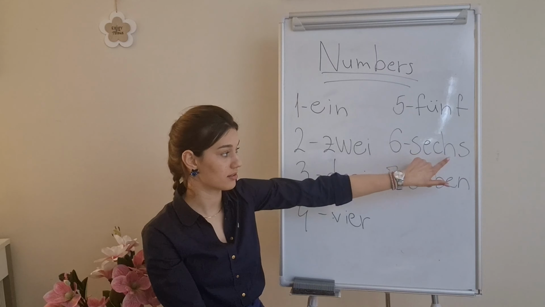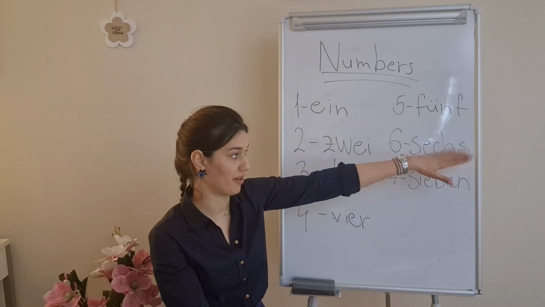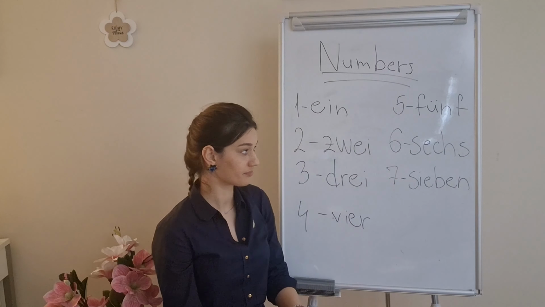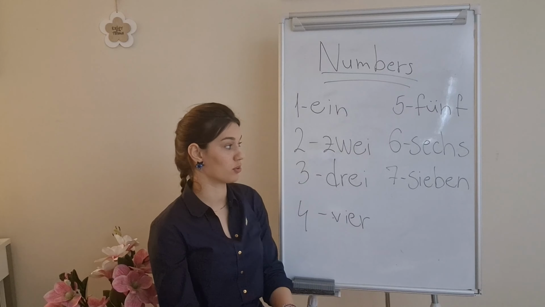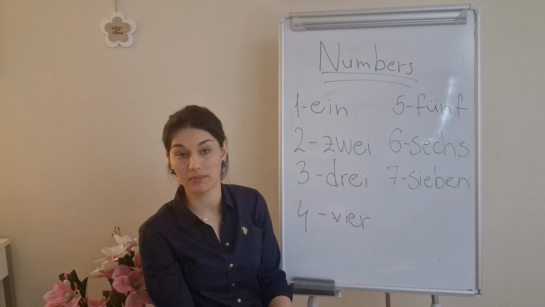Don't forget this reading rule. These 3 letters will be read as x. I think, yes, we had this example when we learned the reading rules. So this won't be the first time that you're hearing this word, sechs. And the last number here will be this one, 7. Sieben. Sieben.